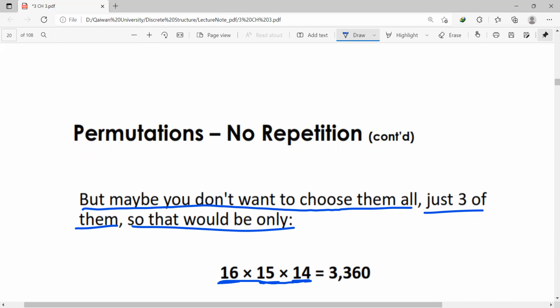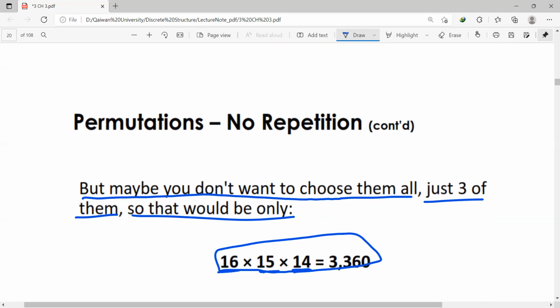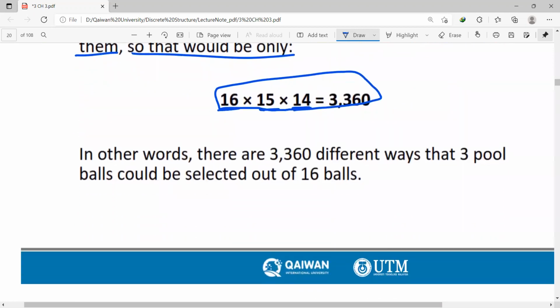If we choose 3 among 16 with no repetition, but if we had repetition, that means we would choose each among 16, so you get 16 times 16 times 16 in that case. But here we have no repetition. That means by taking any of them, the total number of things is reduced by 1. So here we say 16 times 15 times 14 was 3,360.